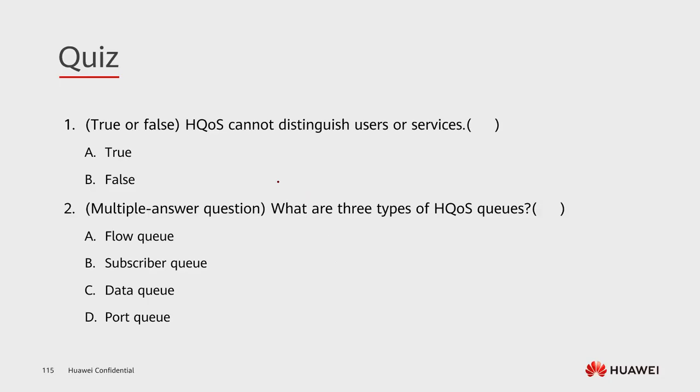Okay, let's look at the quiz for HQoS. First, HQoS cannot distinguish the user or services. This is false, because HQoS can have three levels: the flow queue, subscriber queue, and port queue, so we can distinguish the user and the services. And what are the three types of HQoS queue? As we said, flow, subscriber, and port.